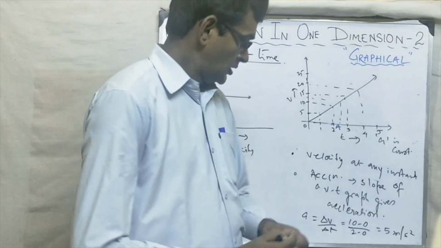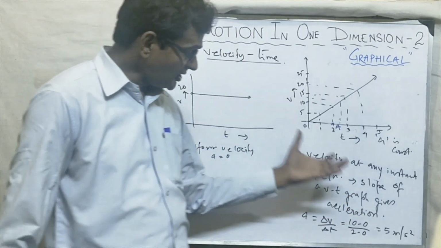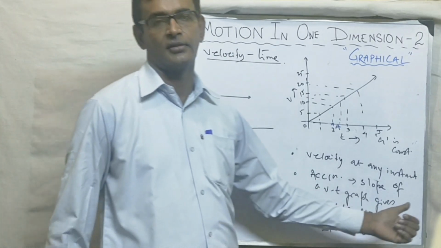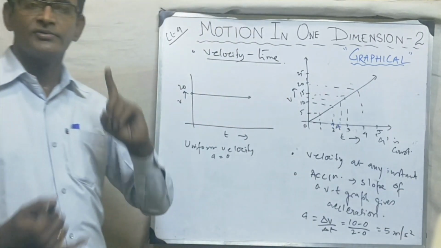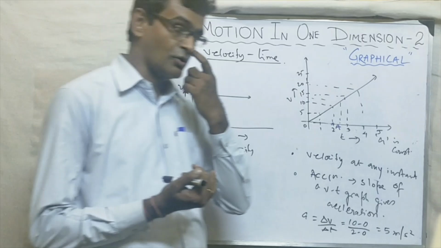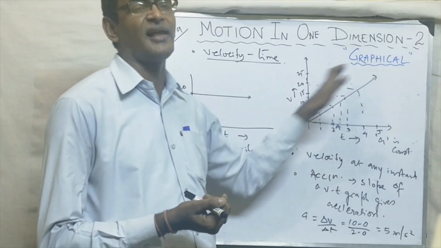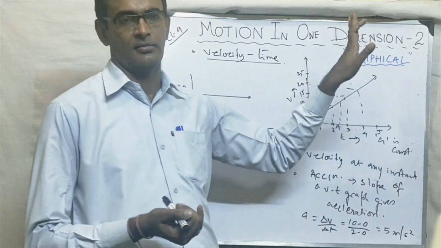Okay friends? So this is the way we can find the acceleration. So what will you keep in mind? The acceleration is the slope of a VT graph, and we are doing constant acceleration. This will always be a straight line.